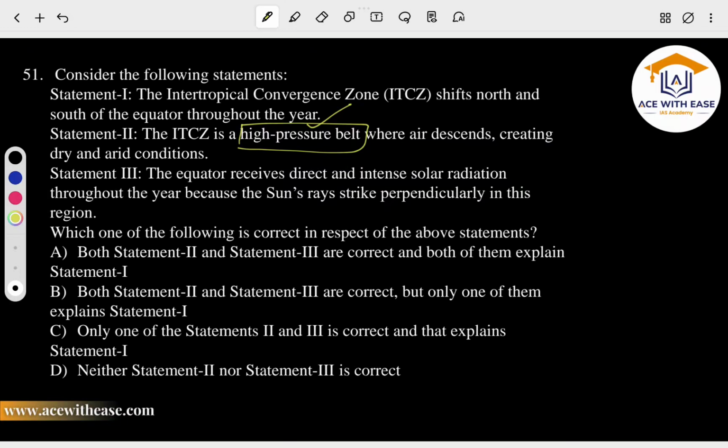Instead of high pressure, the ITCZ zone is a low pressure belt, where air ascends, not descends. So the second statement is an incorrect statement. Statement 3: the equator region receives direct and intense solar radiation throughout the year because the sun's rays strike perpendicularly in this region. No, perpendicularly is wrong. So here neither statement 2 nor 3 is correct.